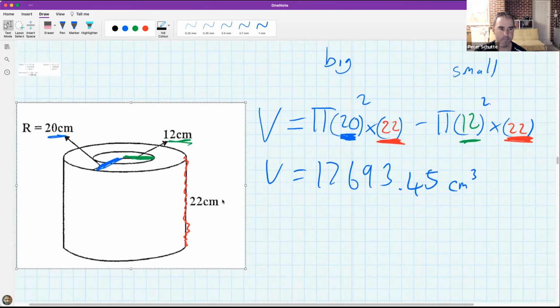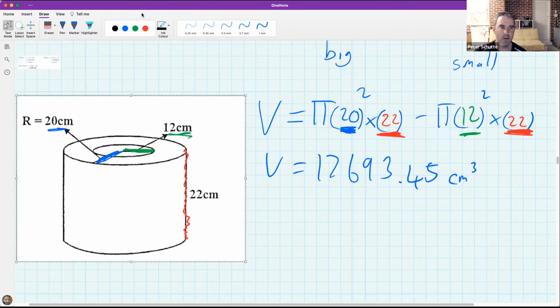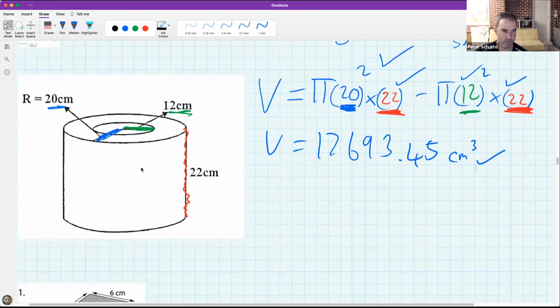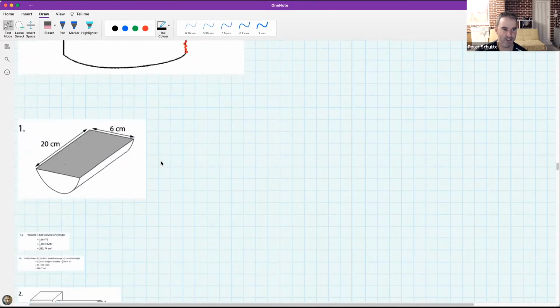Mr. S, normally how many marks would this kind of question be worth? So this is probably about a 5-mark question. I would imagine you'd get 1 mark, 1 mark, 1 mark, 1 mark, 1 mark. So about a 5-mark question. Cool. Thanks, Mr. S. Pleasure.